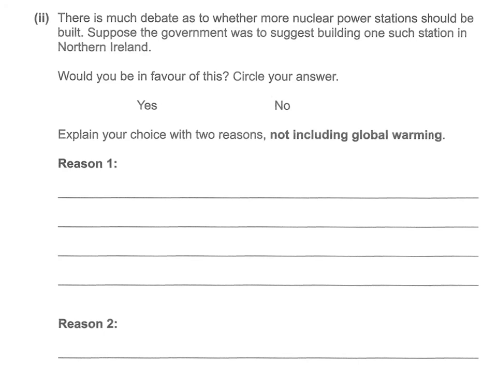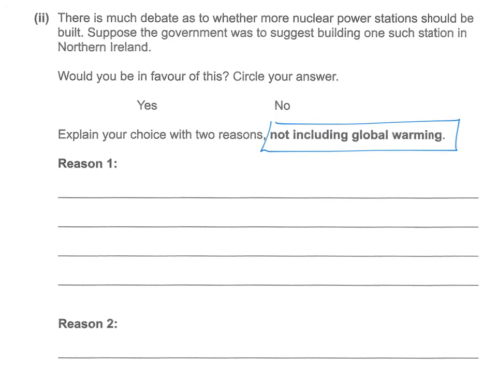Suppose the government was to suggest building one station in Northern Ireland. Would you be in favour of this? Circle your answer yes or no. And it says, explain your choice with 2 reasons, not including global warming, which means we're not allowed to talk about the fact that there's no CO2.